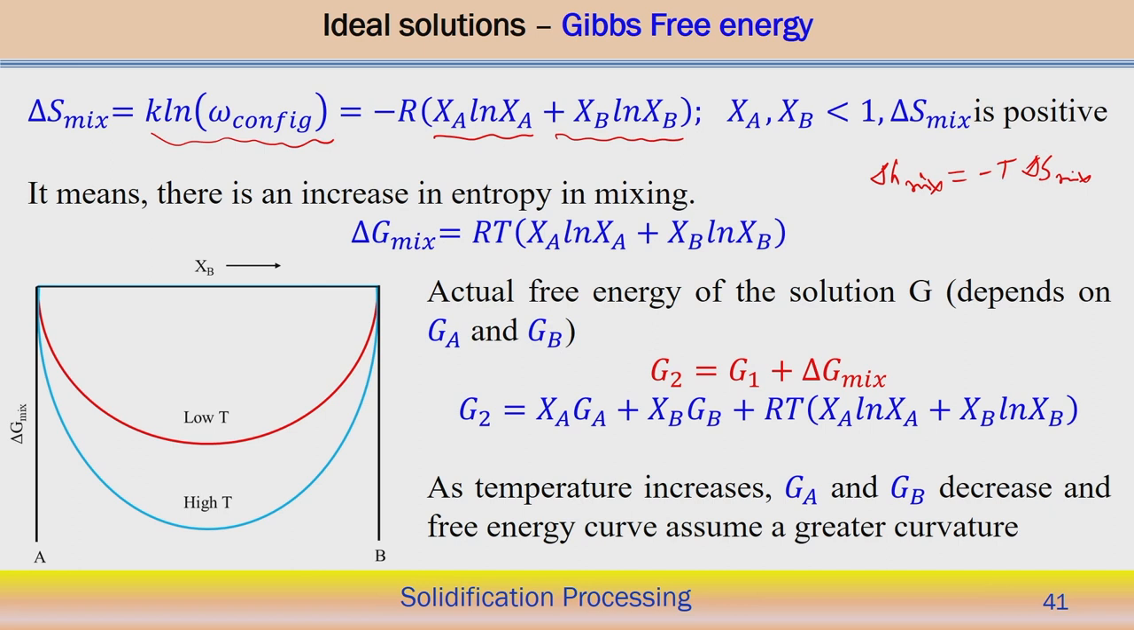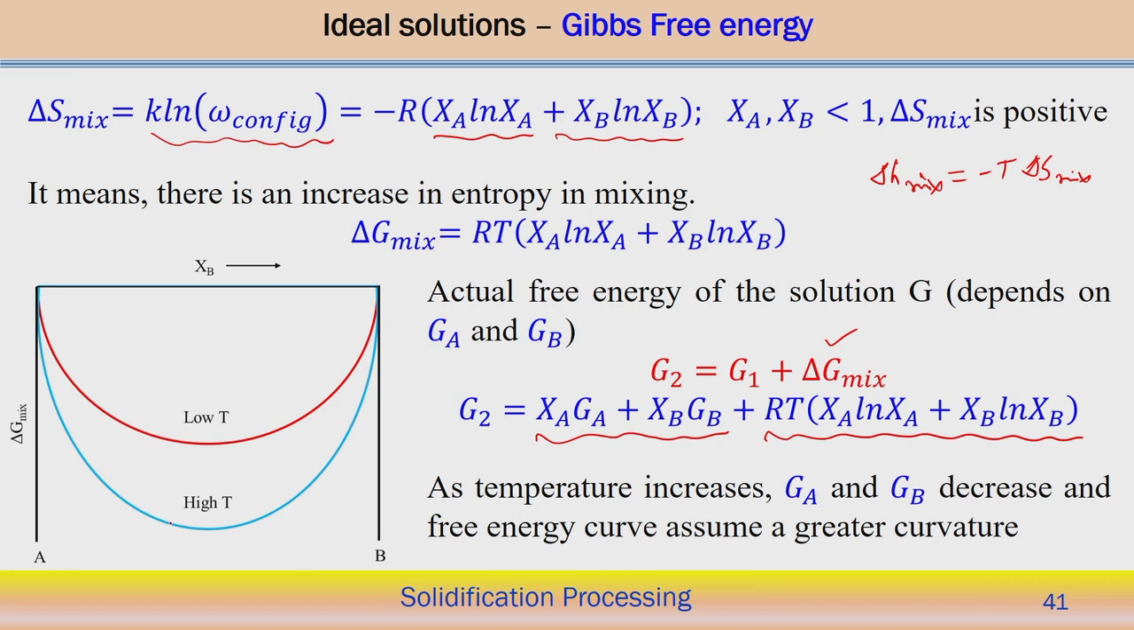Now, the actual free energy of the solution, the absolute value of the free energy, is G_2 in state 2, equivalent to G_1 plus delta G mix. So we can express this as G_1, which is x_A G_A plus x_B G_B, plus delta G mix. Therefore, we can see from the expression that as temperature increases, both G_A and G_B decrease, and the free energy curve assumes a greater curvature. It means that at high temperature, delta G mix is represented by more curvature. At low temperature this curvature is low, but at high temperature the curvature is much higher.